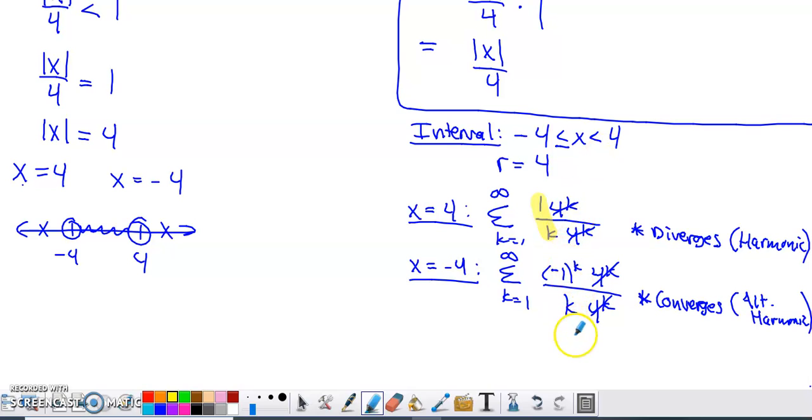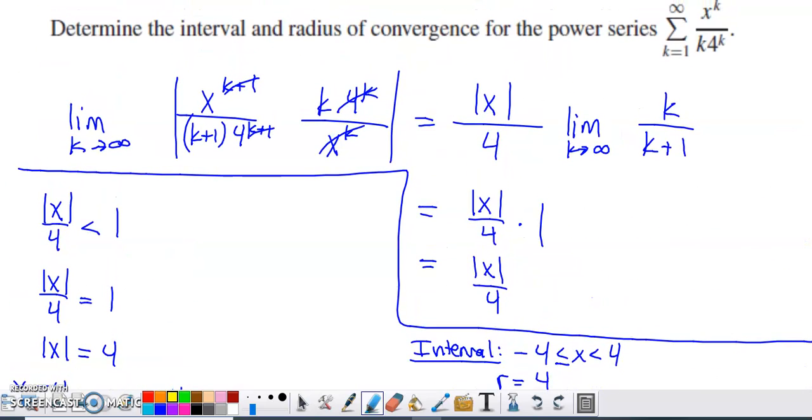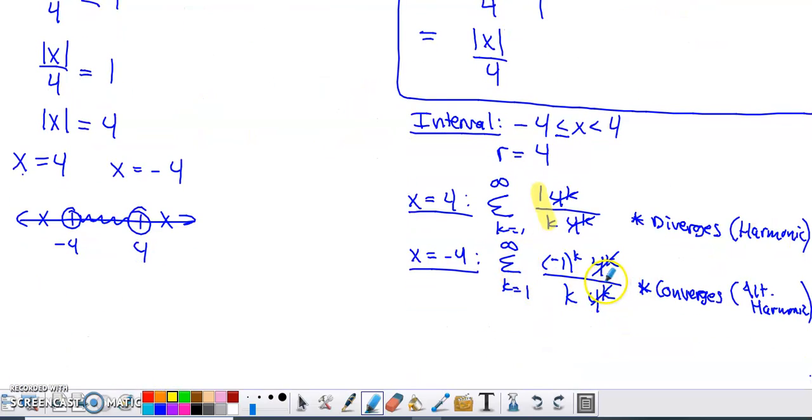What about -4? Well, when I put in -4, you want to be able to do the same sort of cancellation as we just talked about. So when I put -4 here, you benefit by breaking up that -4 to the k into an alternating term times 4 to the k. Because when you do that, you can still do the cancellation between the 4 to the k in the numerator and the 4 to the k in the denominator. This is also a series we know about. This is the alternating harmonic series. The alternating harmonic series converges.